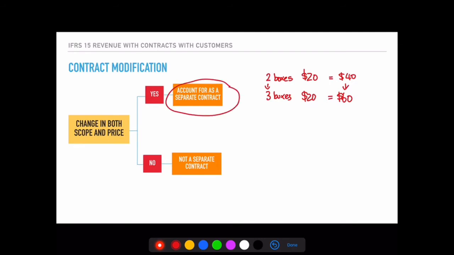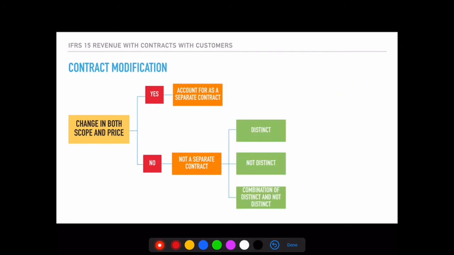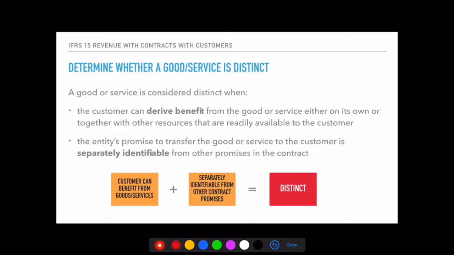However, if only the scope changes or only the price changes, then it's not a separate contract, and we'll have to determine whether it's distinct, not distinct, or a combination of both. So what classifies as being distinct? According to the standard, it's considered distinct if the customer can benefit from the good or service either on its own or together with other resources, something that can be sold separately like furniture or equipment, and it's separately identifiable from other promises in the contract. Is it distinct in the context of a contract?